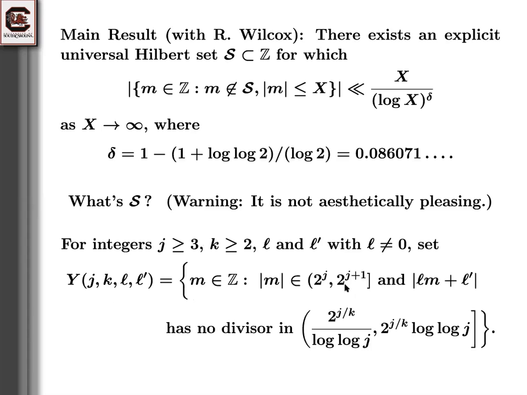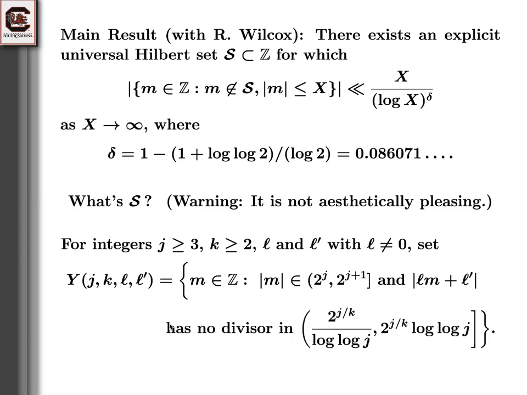But for each m in an interval like this, and think of this as a big interval, so j is large, I want to look at a linear combination of m. I'm going to call this a small linear combination of m because I want L and L prime to be small. I'll explain what small means in a second. L and L prime are small compared to m, and k is also going to be small. So I'm looking at small linear combinations of M that have no divisors in this interval around the kth root of M. So small linear combinations of M have no divisor around the kth root of M for k small.